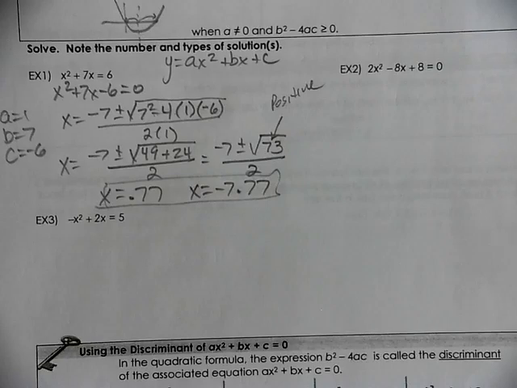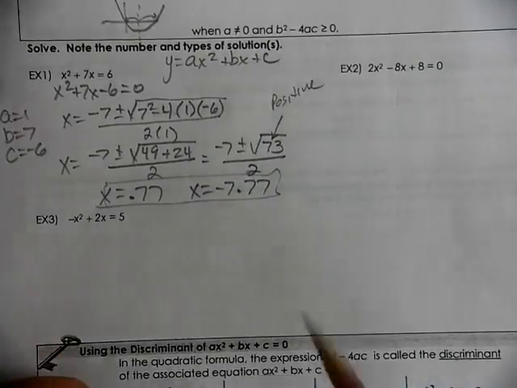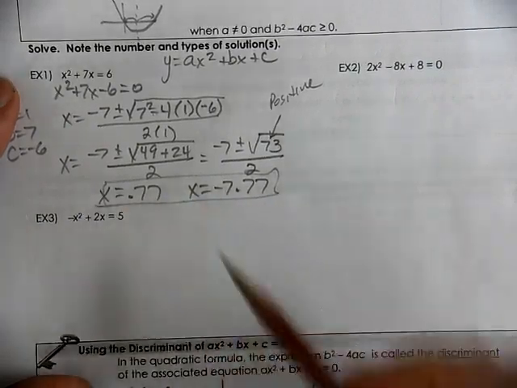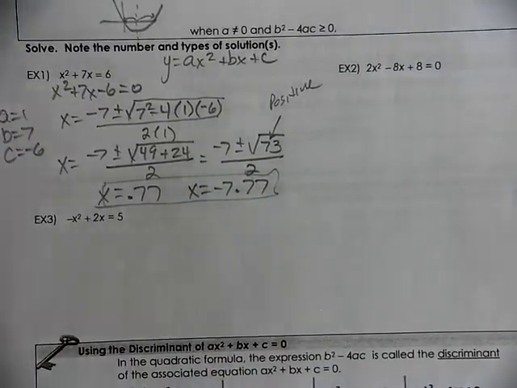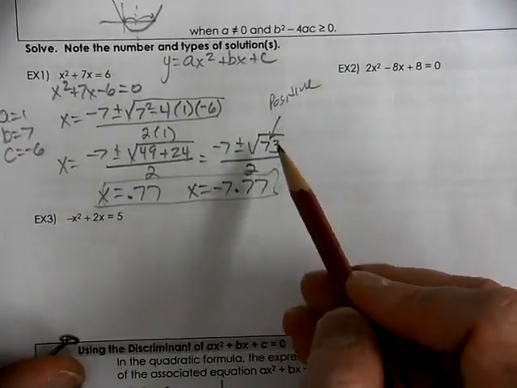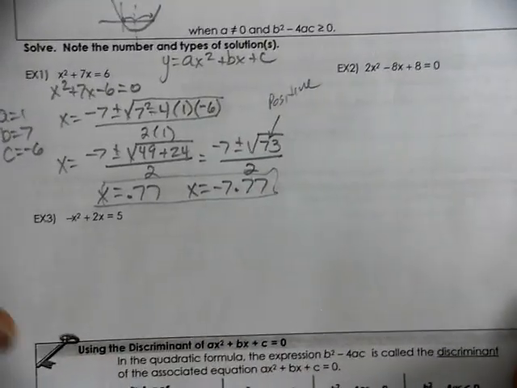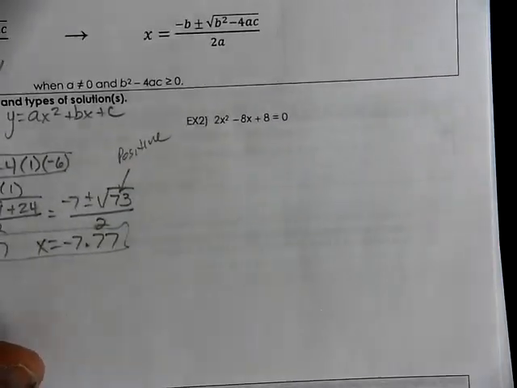Sometimes that's all we need to know. You don't need to do the whole calculation. You just need to know how many solutions you are expecting. I'm expecting 2 because my discriminant is positive. Let's come on over here and try this one.